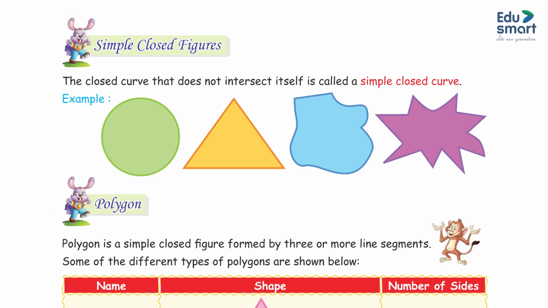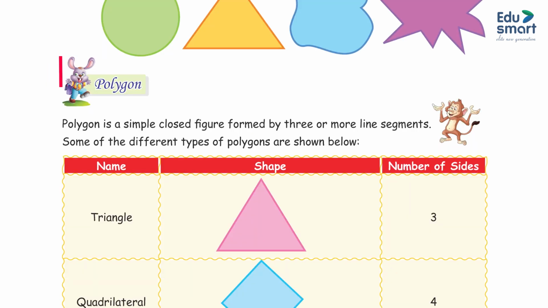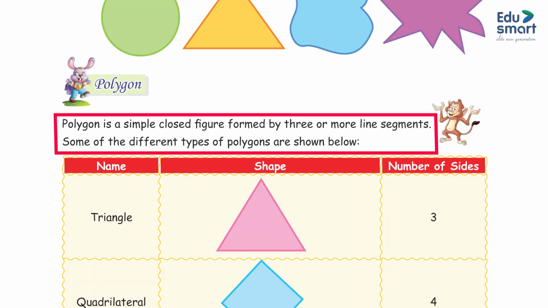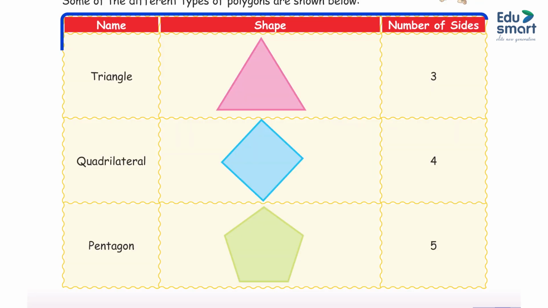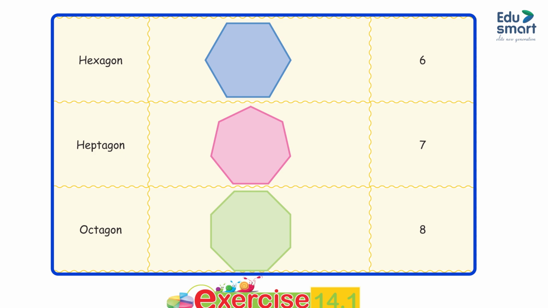Simple closed figure. The closed curve that does not intersect itself is called a simple closed curve. Example. Polygon. A polygon is a simple closed figure formed by three or more line segments. Some of the different types of polygons are shown below. Name, shape, number of sides: triangle 3, quadrilateral 4, pentagon 5, hexagon 6, heptagon 7, octagon 8.